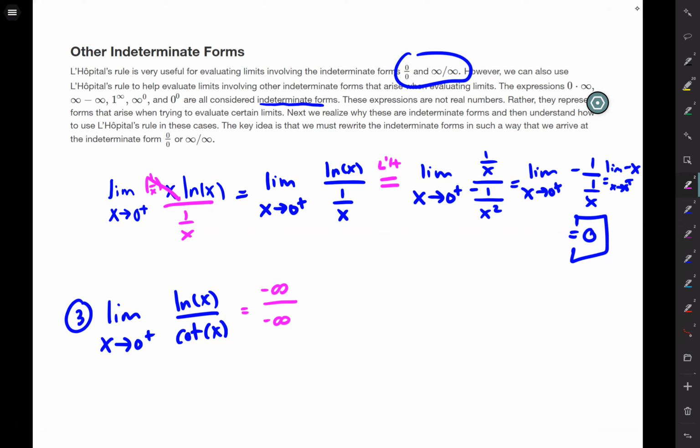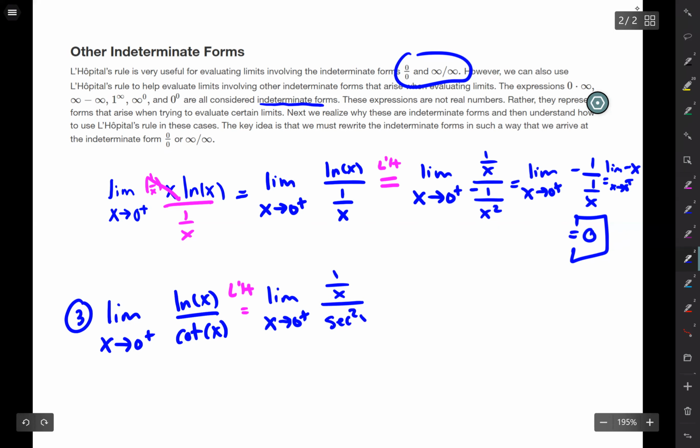So it's an indeterminate form of the form infinity over infinity, so we can apply L'Hopital's rule. Of course, cotangent of x and natural log of x are differentiable. We're going to take the derivative of them in a second. So this is equal to the limit as x goes to 0 from the right of 1 over x divided by negative cosecant squared x.